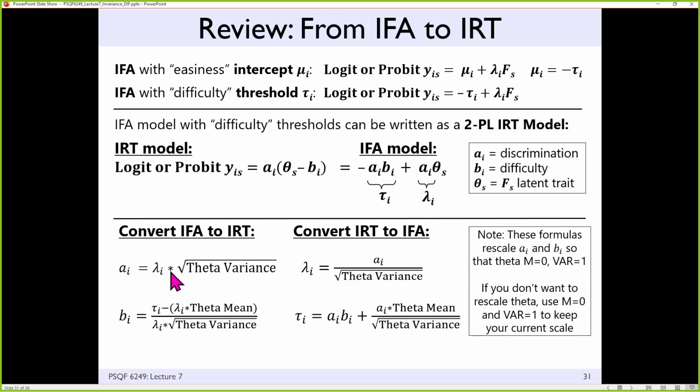Does that make sense? Say that again. Yeah, because of this, if the theta variance differs in the alternative group, that means even if the loading is being constrained equal across groups, A is going to be different. Likewise, even if the threshold and the loading are the same across groups, if the theta mean is different and the theta variance is different, then B is going to be different.